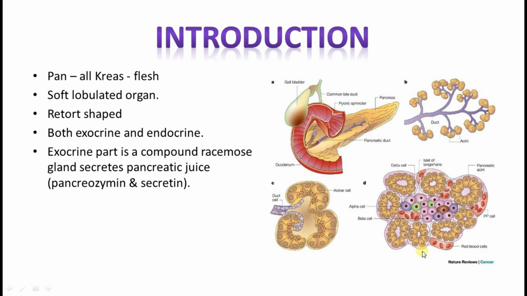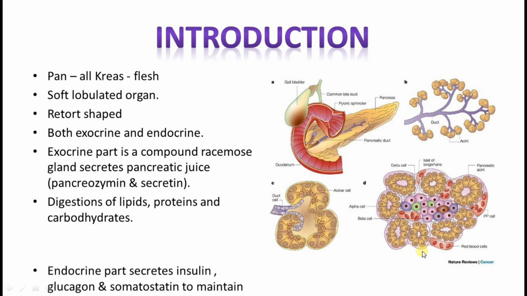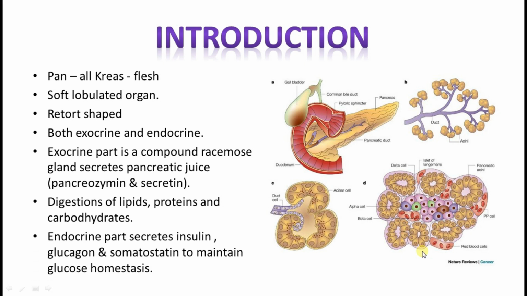Then the beta cells, as we all know, secrete the hormone insulin. There is also one more thing secreted, the somatostatin. All this is responsible for the maintenance of glucose homeostasis. And these islets are more numerous and concentrated in the tail part of this gland. So near the tail of the pancreas, you have a lot of islets consisting of the insulin secreting cells.